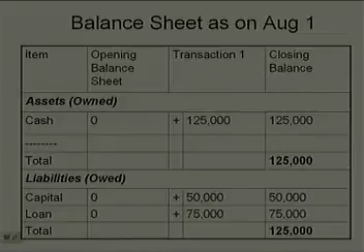The cash has increased from 0 to 125,000 and capital has increased from 0 to 50,000. Similarly, loan has increased from 0 to 75,000. So what you find here is that the total asset is equal to 125,000 and which is equal to the total liability.